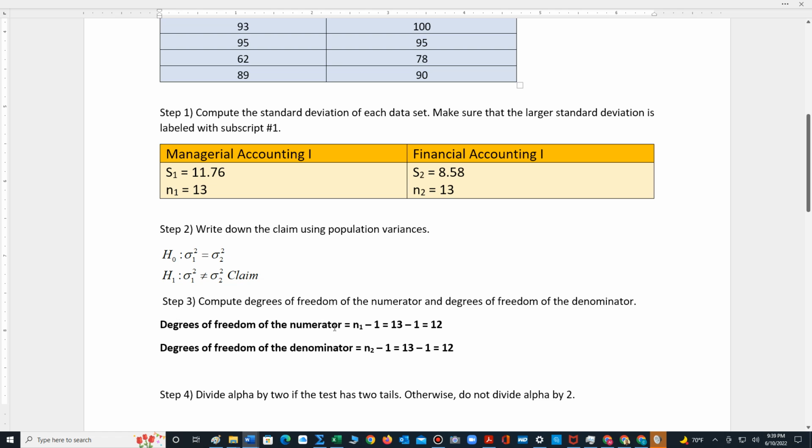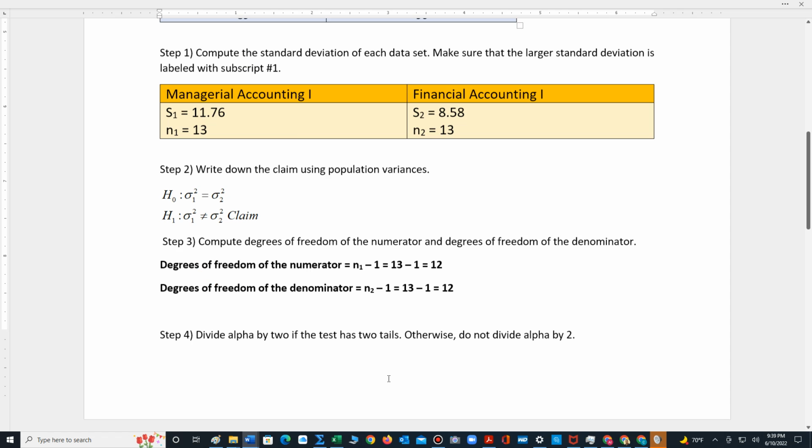The degrees of freedom of the numerator is n sub 1 minus 1. 13 minus 1 is 12. And it so happens in this case that the degrees of freedom of the denominator, n sub 2 minus 1, is also 13 minus 1, which is 12.